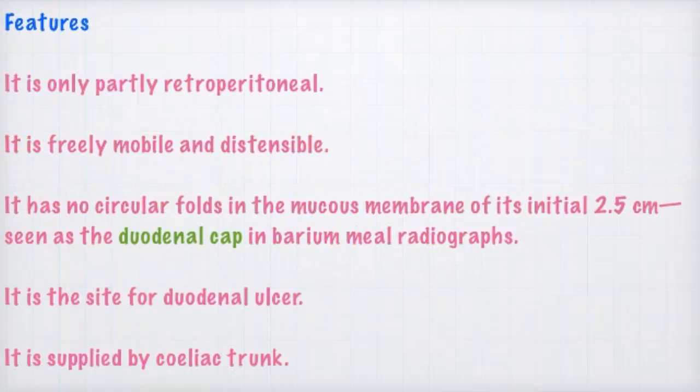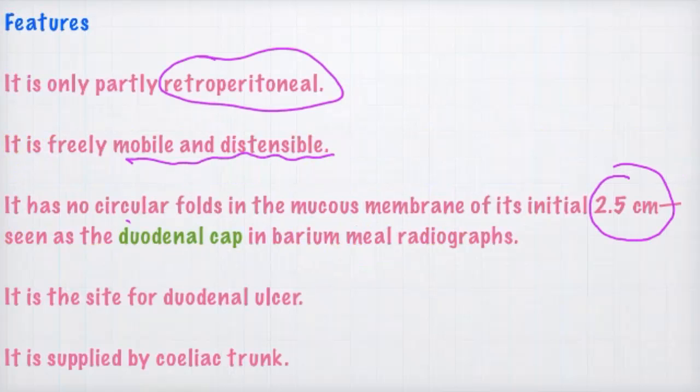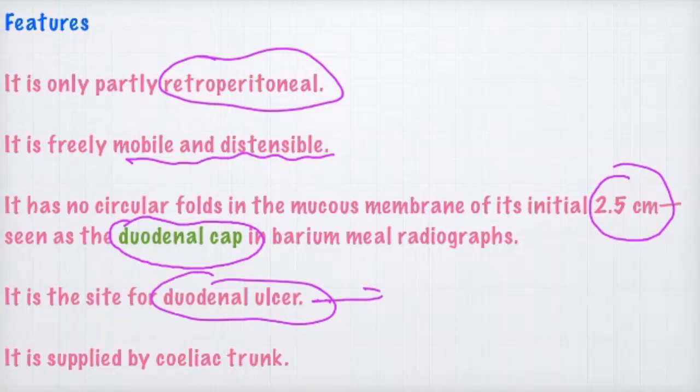So it is only partly retroperitoneal and freely mobile and distensible. It has no circular folds in the mucous membrane in its initial 2.5 centimeters, seen as the duodenal cap in barium meal radiograms. So usually in the intestines the mucous membrane is folded, right? So the first 2 centimeters is not folded. So in the barium meal X-ray, it appears as a duodenal cap, right? And the first part is the site for the duodenal ulcer, right?